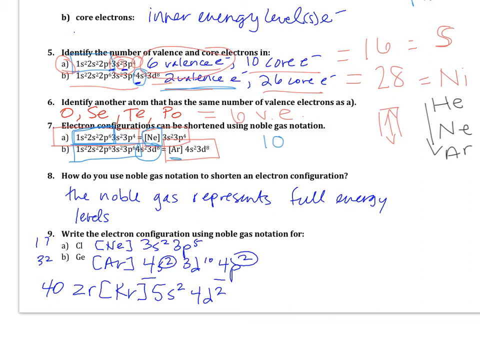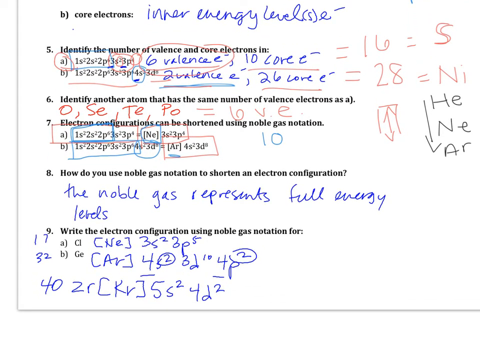Let's look at a couple more examples. Let's say we want to write the electron configuration using the noble gas notation for chlorine. The first thing I'm going to do is find chlorine on the periodic table and look backwards to find the noble gas that comes before chlorine. If I locate chlorine on the periodic table, the noble gas that comes before it is neon. Directly after chlorine there's argon, but the noble gas that comes before it is neon.